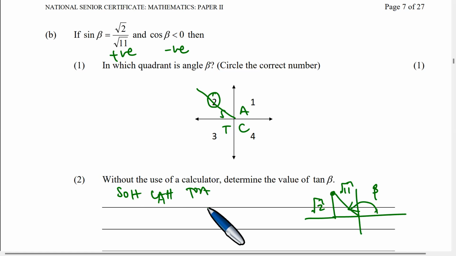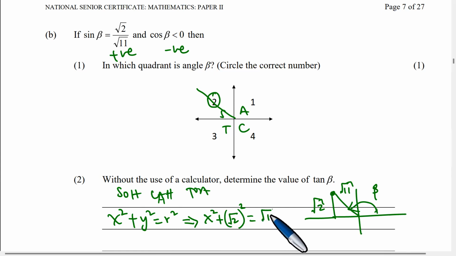Now, we want to find the tangent, but the tangent uses opposite over adjacent, so we must get the adjacent side, so we must get the x over there. Okay, so which means that we have Pythagoras, which is x squared plus y squared is equal to the radius squared. So we substitute, we are looking for the x squared, and the y is the square root of 2. You square that one. The radius is the square root of 11, you square it. So which means this one is 11 minus 2, then you take plus or minus the square root.